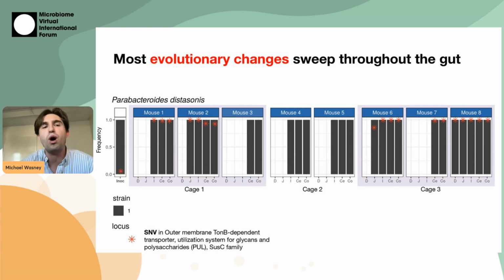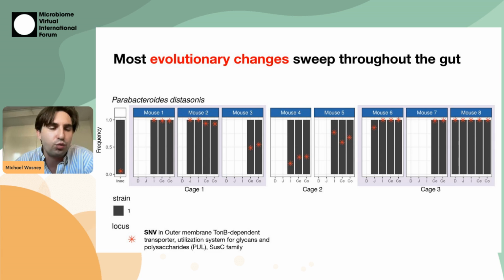But actually the pattern I want to draw your attention to is the fact that when it sweeps to high frequency, it does so all along the gut. And in fact, even when it sweeps to intermediate frequencies in these remaining 3 mice, it's doing so at relatively uniform frequencies all along the GI tract.